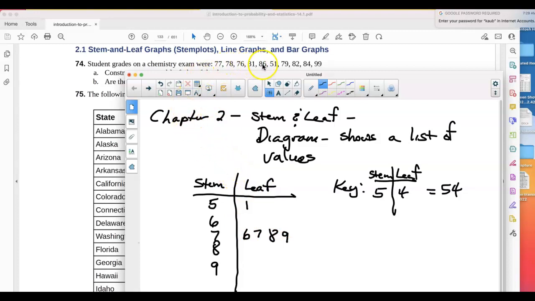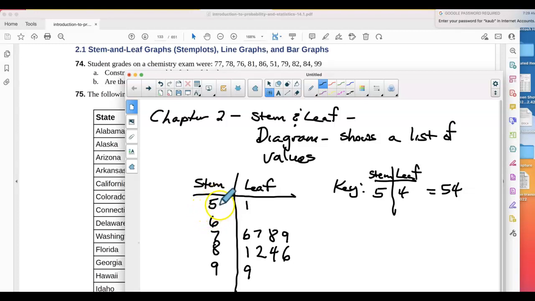We have an 81, an 86, an 82, an 84. So we're going to start off with 81. Then we have an 82. We don't have an 83. The next number is 84, and then 86. Okay, and then we have a 99. We can double check. We have 1, 2, 3, 4, 5, 6, 7, 8, 9, 10 numbers in the list, so we have the correct graph here. That's how you do a stem and leaf.